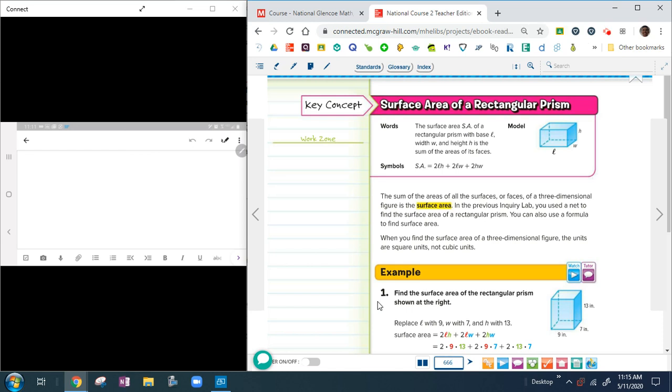Geometry, the wonderful world of geometry. Here we go. We're doing surface area. So it's just what it says. It's the area of all the surfaces. All right, we're going to find the area of each face of a three-dimensional figure.